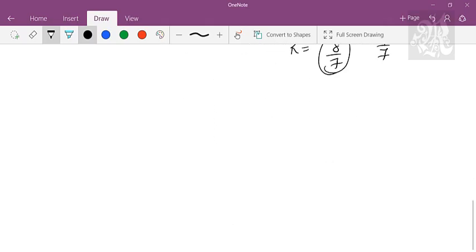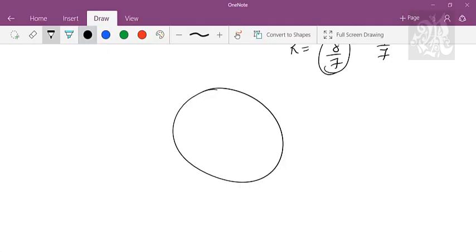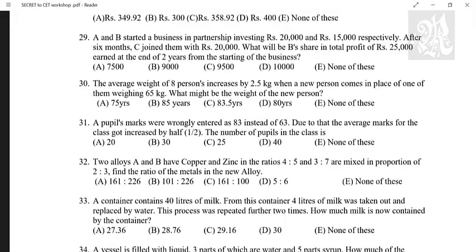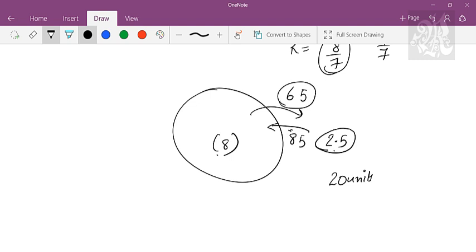What is happening is, understand this, there is a group of 8 people. There are 8 people inside the group. When a new person comes in place of 65, so 65 departs, somebody else comes in. Because of this guy, the average goes up by 2.5, which means this person is capable of giving 2.5 more to everybody. So 2.5 more to 8 of them is basically 20 units, 20 kilograms, whatever. Which means he will have 20 more than 65, which is 85.